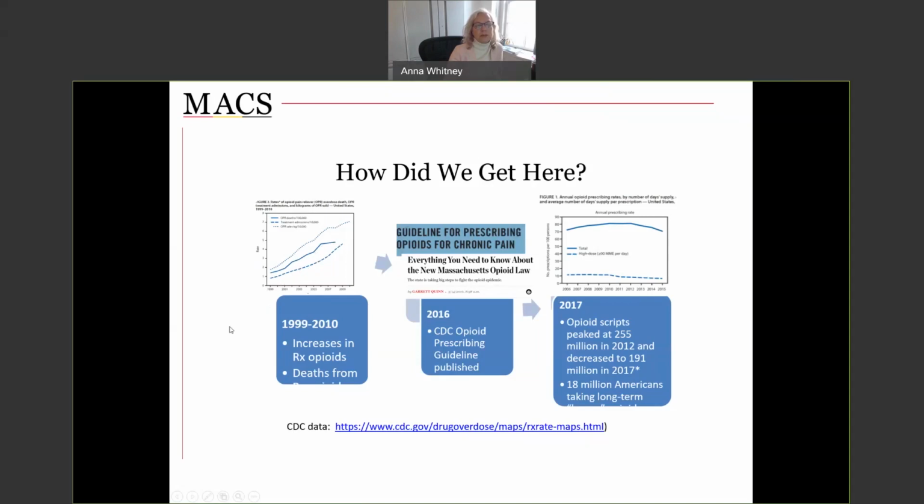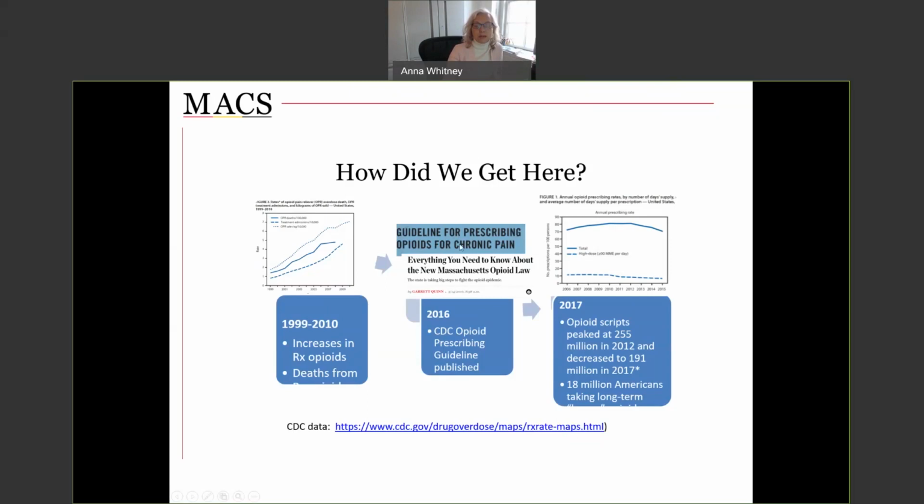And as a response, in 2016, we know that the CDC came out with their opioid prescribing guideline that was really targeted at primary care physicians and trying to give some guidance on when and how to really think about starting opioids for the treatment of chronic non-cancer pain, really highlighting that there was very little evidence for long-term use of opioids in this clinical condition.